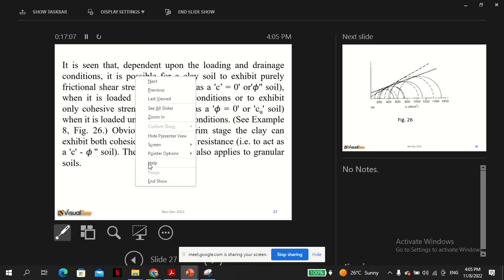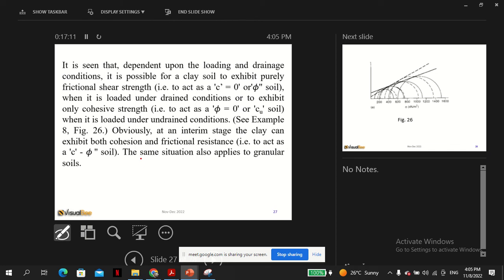So that's tau and this is sigma. c equals 0 means the line passes through the origin. So it's a c equals 0 or phi soil. That means the resistance is only provided by phi.